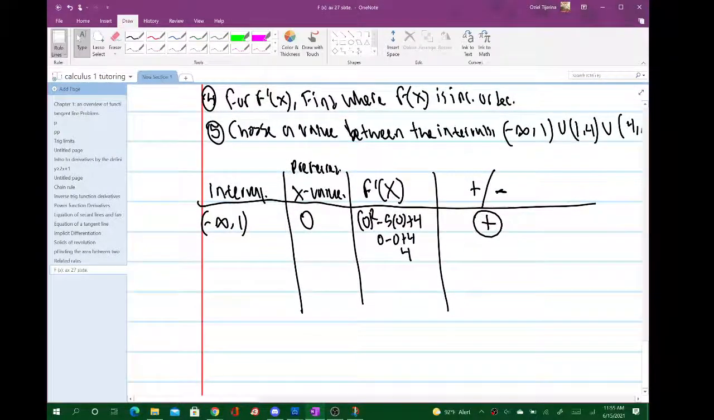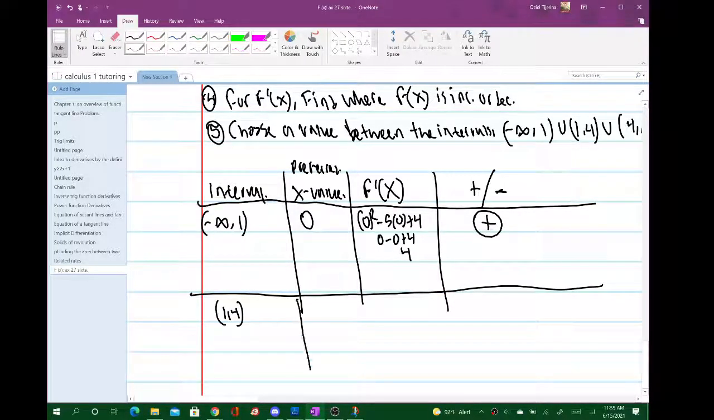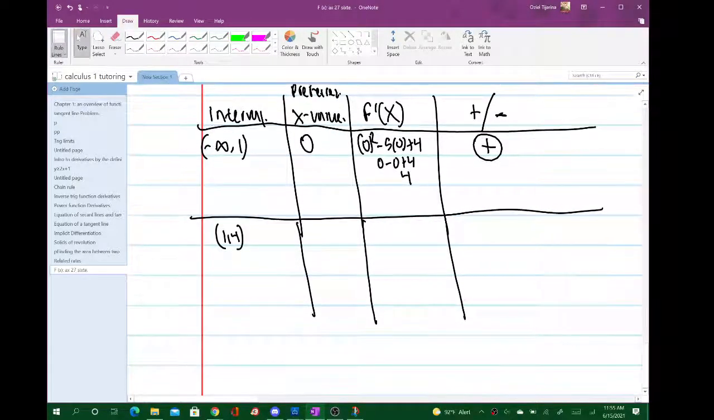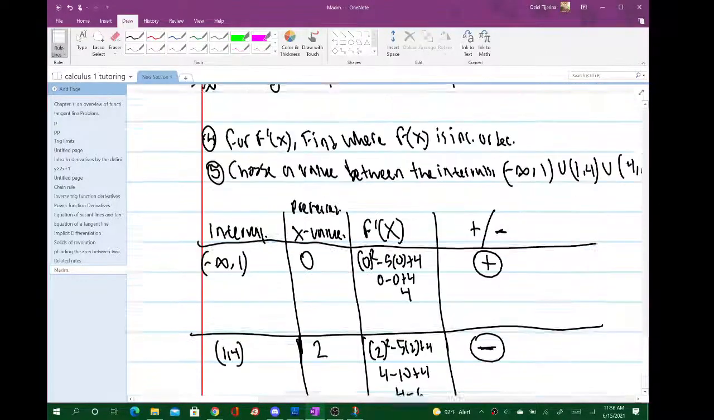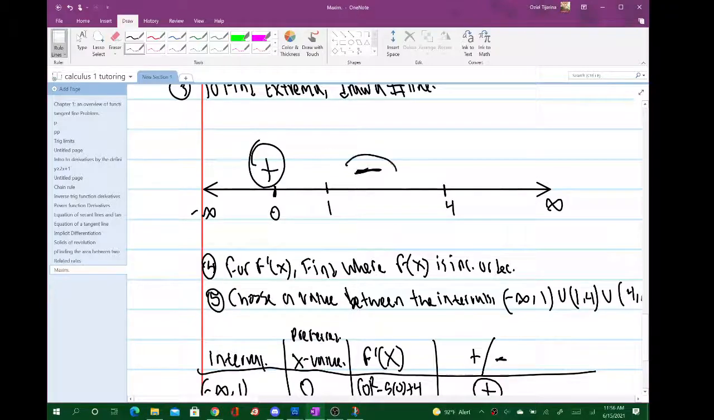Now I do from 1 to 4. The x value that I can choose between that interval, I can choose x equals 2. So 2 squared minus 5 times 2 plus 4, 4 minus 10 plus 4, that's going to be 4 minus 6, which is negative 2. So here, it's going to be negative.